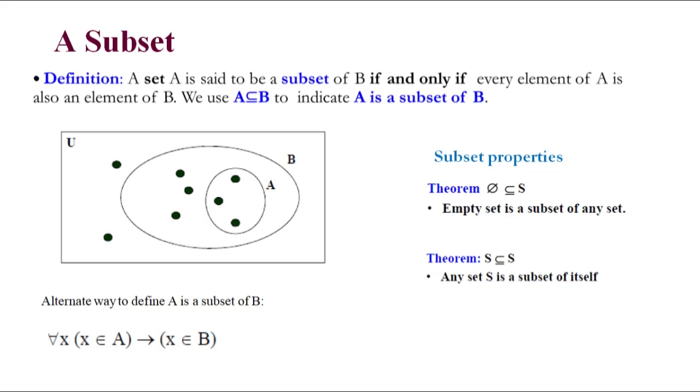Alternate way to define A is a subset of B. Here this symbol represents 'for all': for all x that belongs to A, x is also available in B. This is another way to define A is a subset of B.